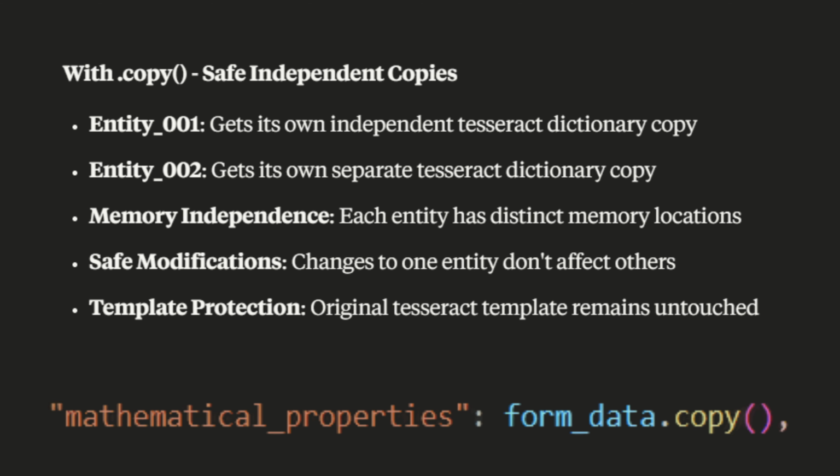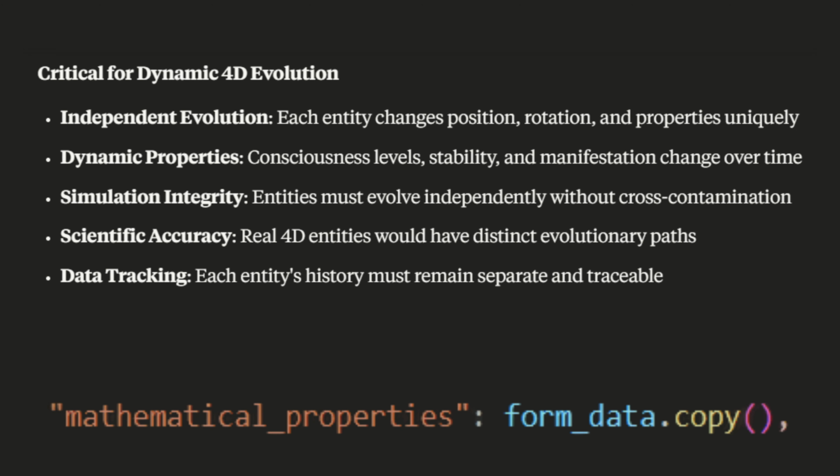The copy method solves this by creating an independent duplicate. Each entity gets its own separate copy of the mathematical properties, so modifying one entity never affects the other. So it's like photocopying a scientific template. With copy, each entity gets its own independent copy that can be modified separately, and it's critical for our 4D simulator program here, because each entity might evolve differently.